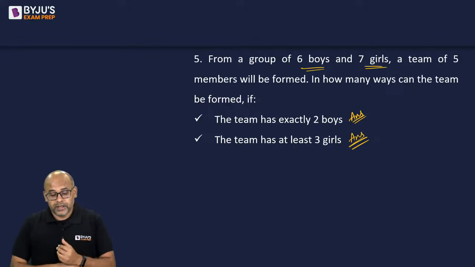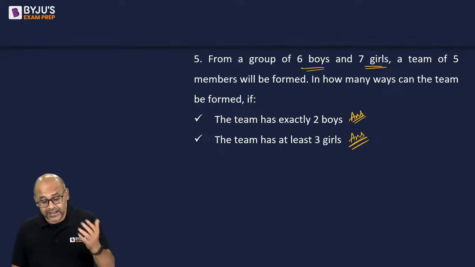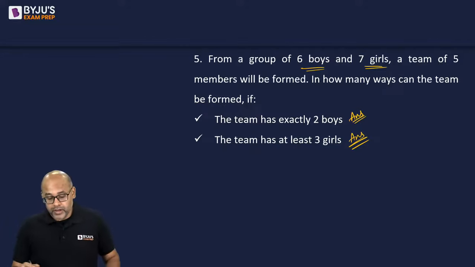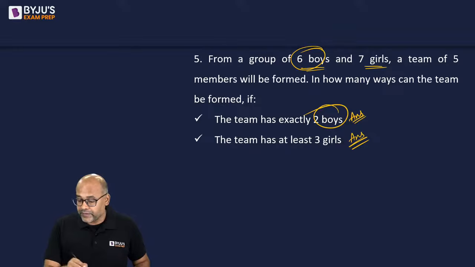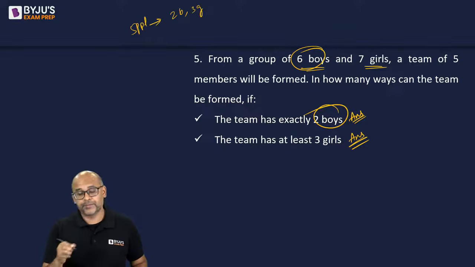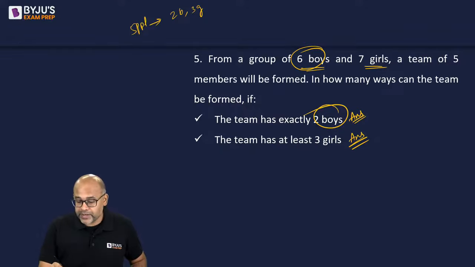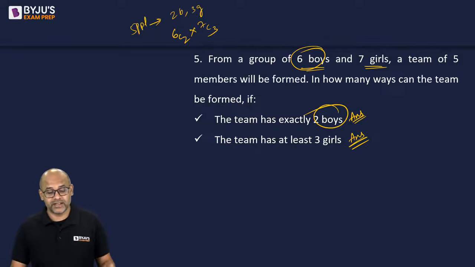Okay. A team has exactly 2 boys. The team has at least 3 girls. So at least 3 means 3 or more. Clear? Okay, let's start with the first part. 2 boys. First, I want a total of 5 people. So 2 boys means 3 girls. Exactly 2 boys means exactly 3 girls. So out of 6 boys, I can select 2 in 6C2 and 7C3. 6C2 and 7C3. That is your answer.